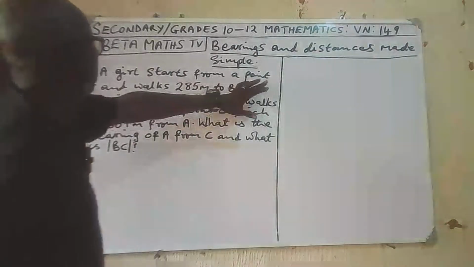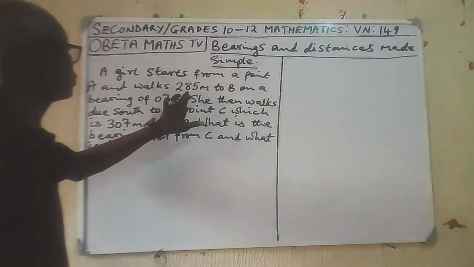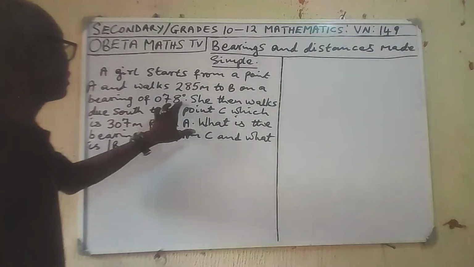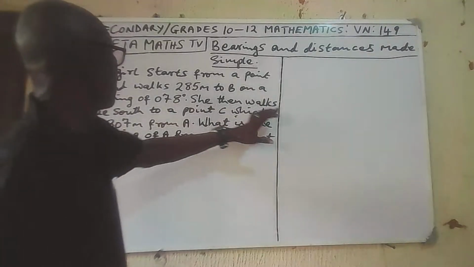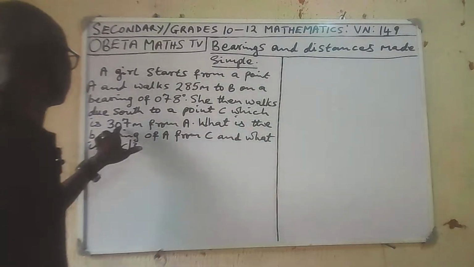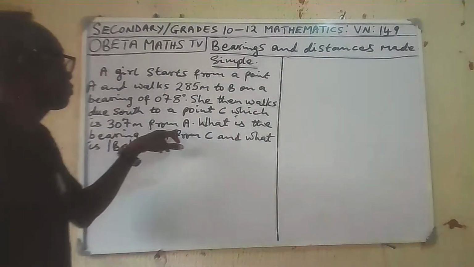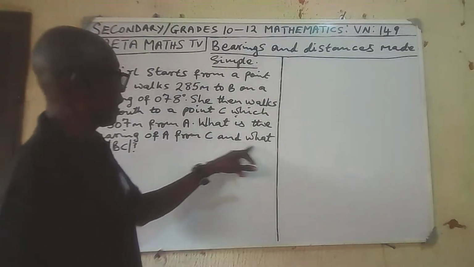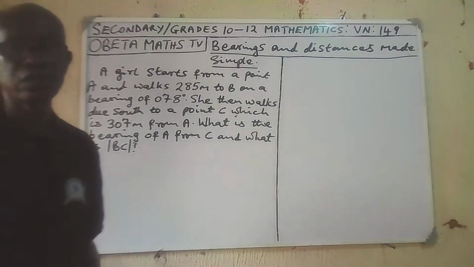A girl starts from a point A and walks 285 meters to B on a bearing of 078 degrees. She then walks due south to a point C, which is 307 meters from A. What is the bearing of A from C and what is BC?